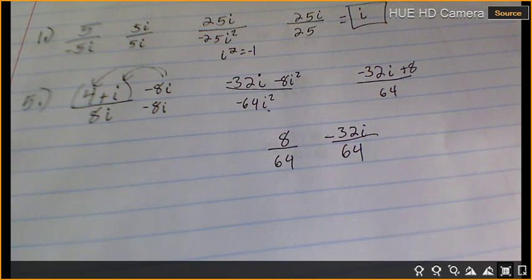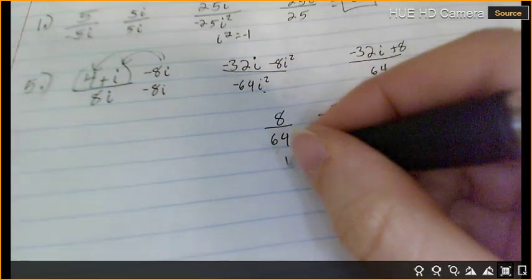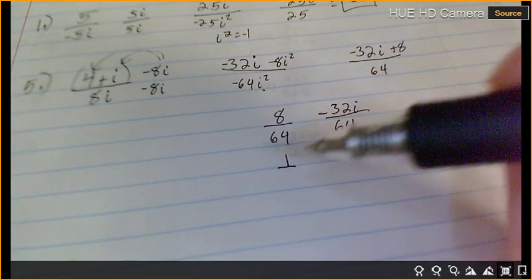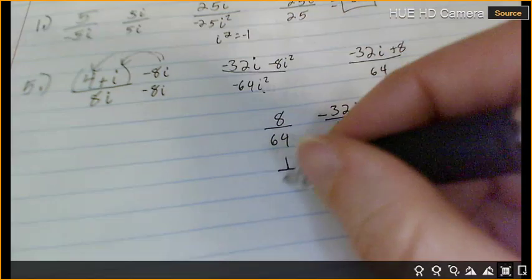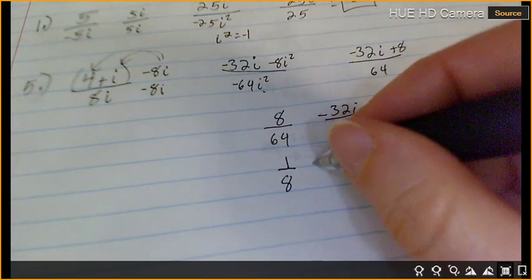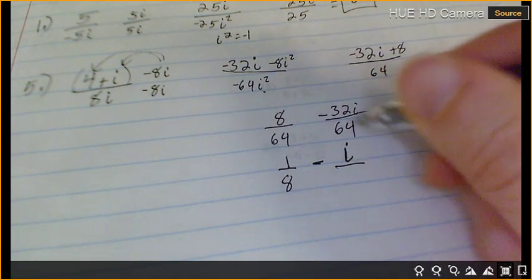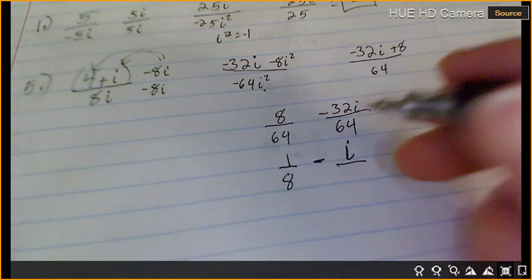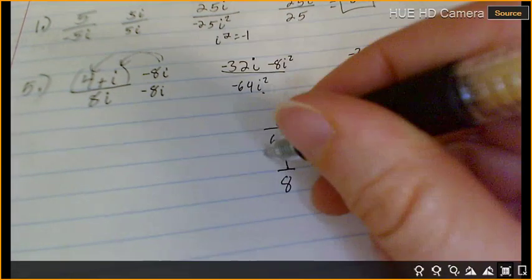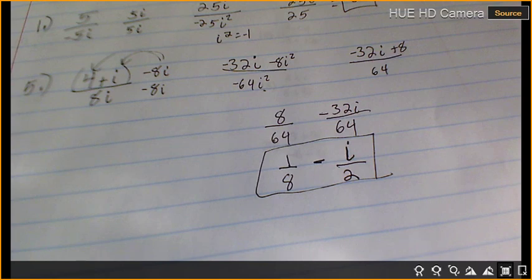And now we need to reduce this. How many times does 8 go into 8? One time. How many times does 8 go into 64? 8 times, good. We've got 32 and 64. How many times does 32 go into 32? 1, so we can just do i. And how many times does 32 go into 64? Twice. So that's my final answer. This is just reducing. If you want to use a calculator for that, that's fine. If you put 8 divided by 64 in your calculator, it'll come up with 1/8. If you put 32 over 64, it'll come up with 1/2.